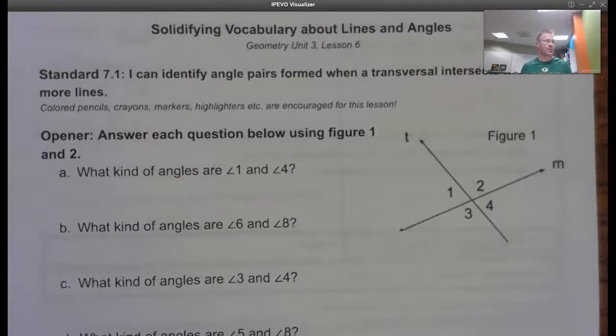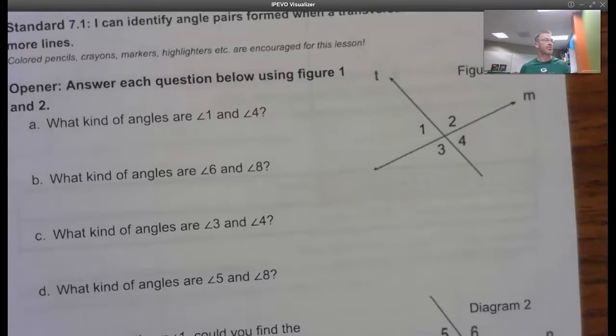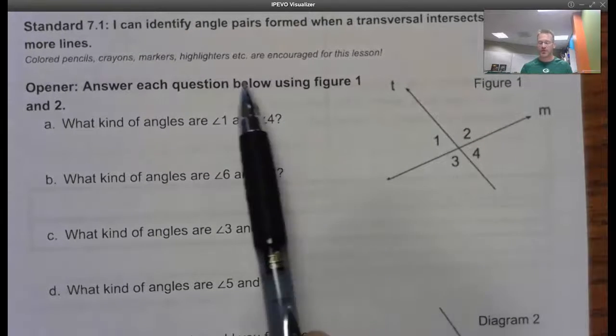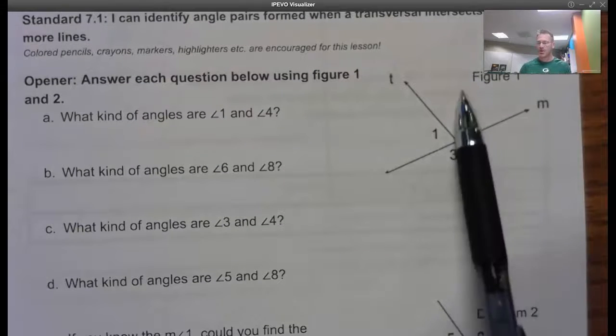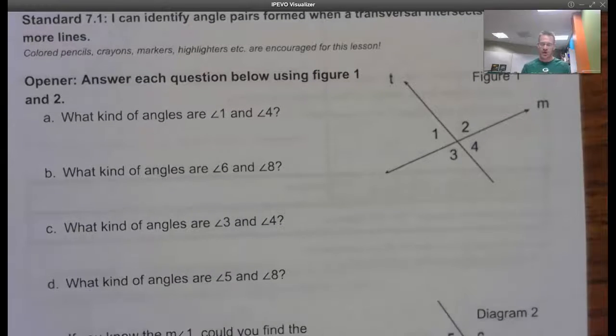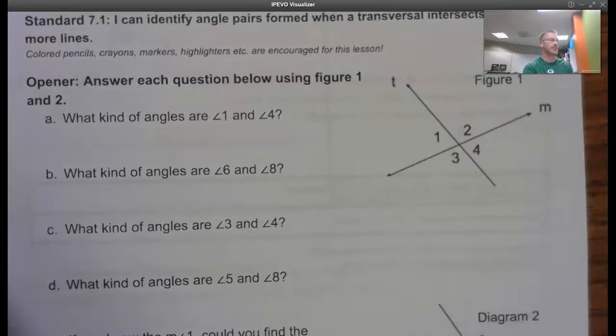So here's what I would like you to do. You have an opener here, parts A to F. I would like you to pause the video. Use figure 1 and diagram 2, I said diagram 2 instead of figure 2 here, but use figure 1 and diagram 2 to answer questions A through F. Then turn the video back on and we'll see how you did.